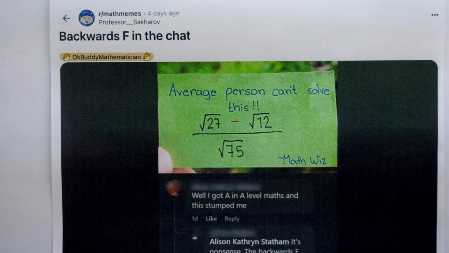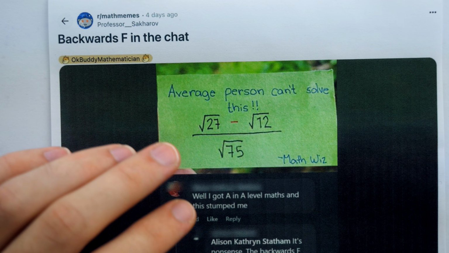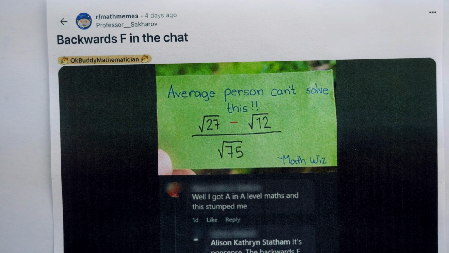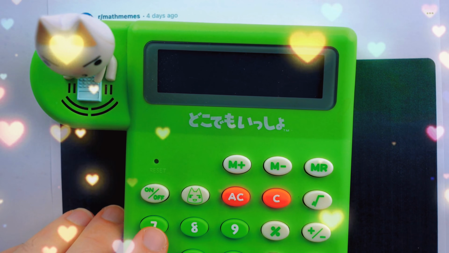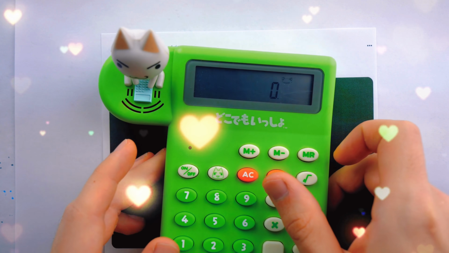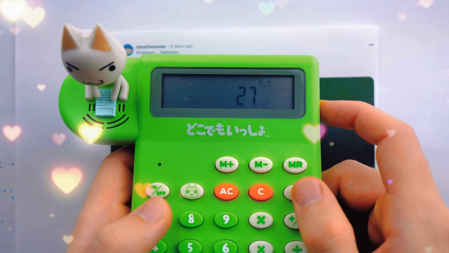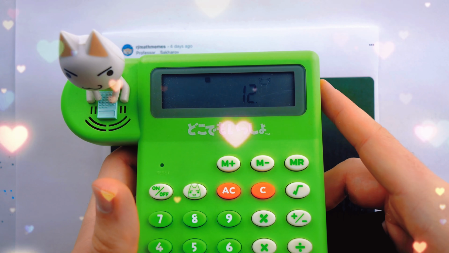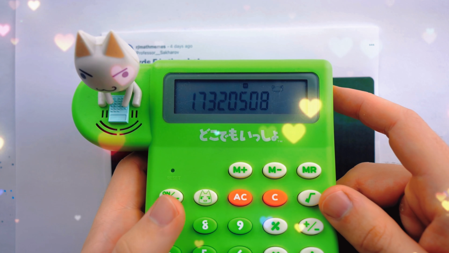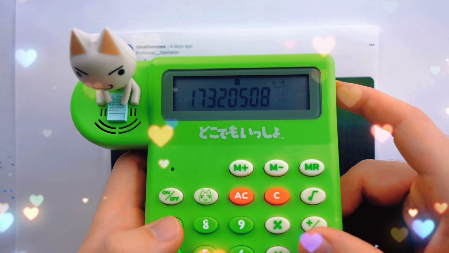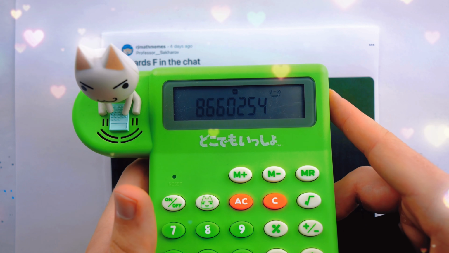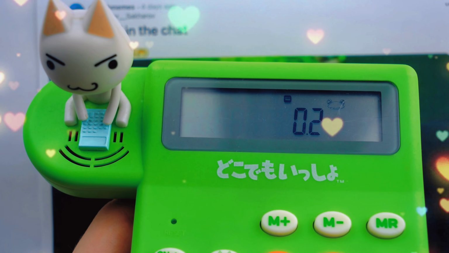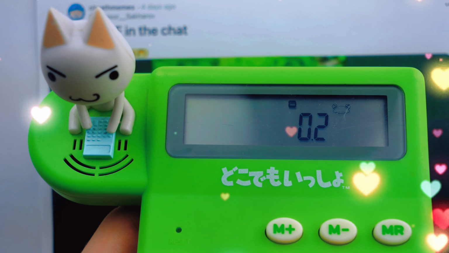One of the most tried and true methods of evaluating square roots is using a calculator, but square roots are complicated, so you need a big tough calculator, like this one here. At least if we use this to figure out the answer from the jump, we'll know if the actual strategies that we apply without a calculator are correct. So the square root of 27 minus the square root of 12 divided by the square root of 75, and our reliable calculating device tells us that this is 0.2. Let's see if we can confirm with algebra.